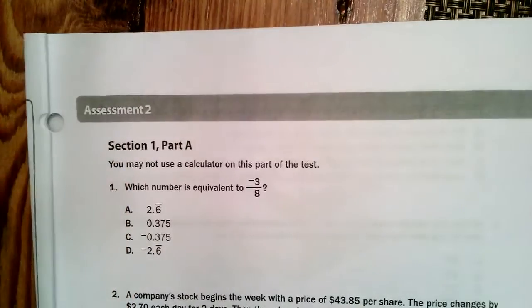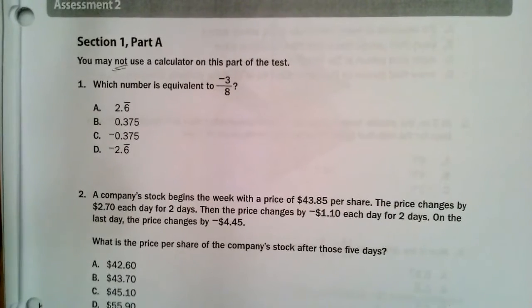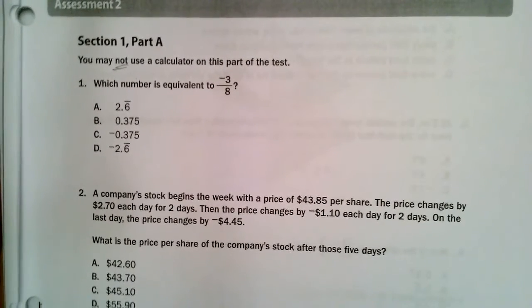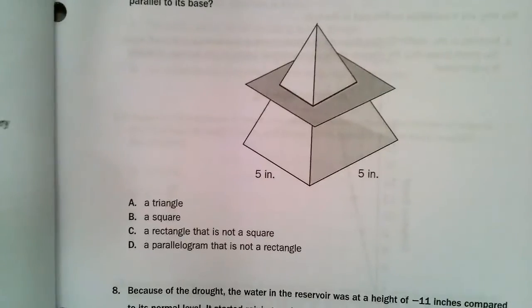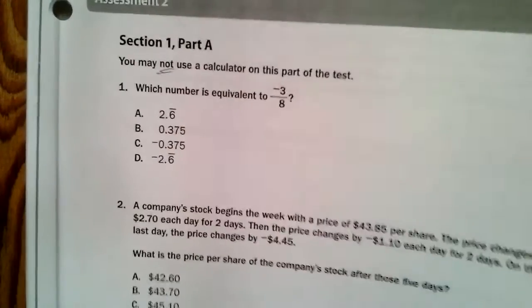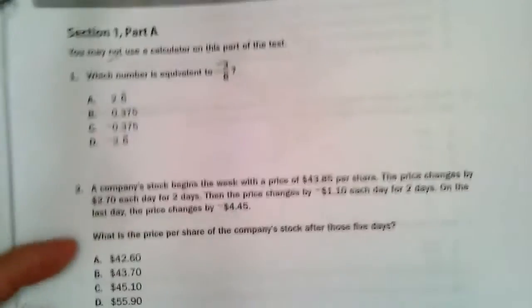You look at section 1, part A. In part A, you may not use a calculator for this part of the test. It's only the first 8 questions, and then after 8, you can get to section 1, part B, which you can use a calculator on. So we're going to do all of these without a calculator.